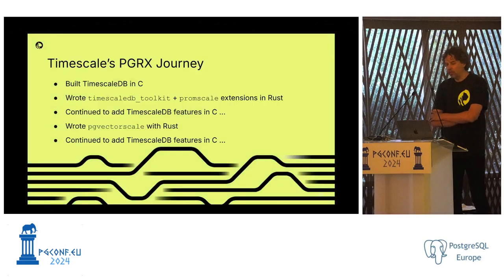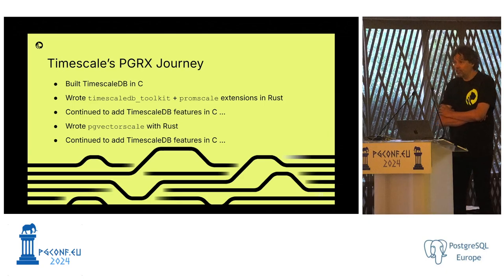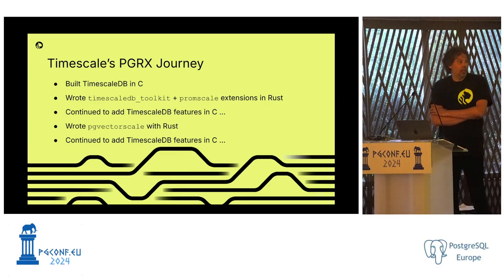Timescale's journey was a bit different. Timescale built TimescaleDB. TimescaleDB is in C. TimescaleDB employs many people on the database team that are professional C programmers. They then decided to write the Timescale toolkit and also a PromScale extension in Rust. And I think a lot of that was about development velocity. A lot of that was about getting stuff out the door really quickly and being able to support stuff really quickly. It was about having a great standard library in Rust. It was about being able to pull stuff in via cargo.